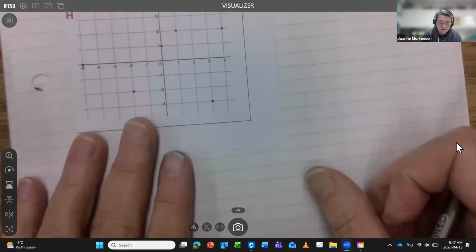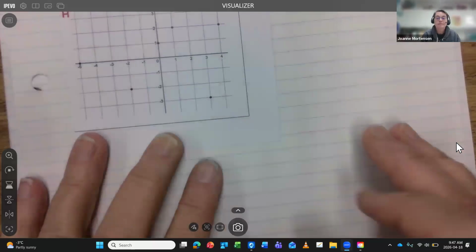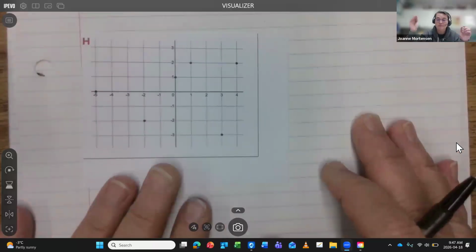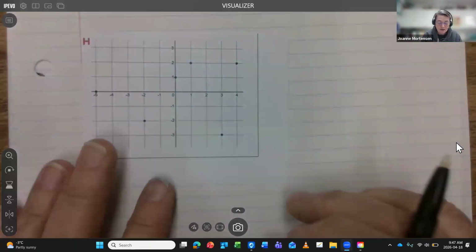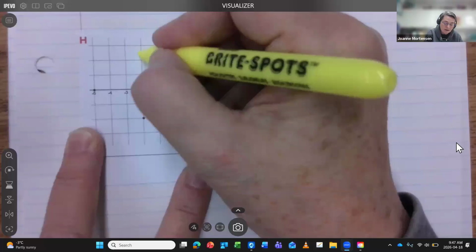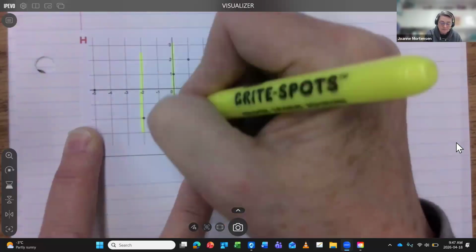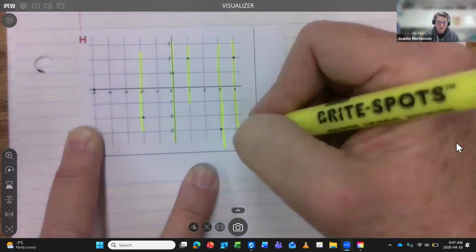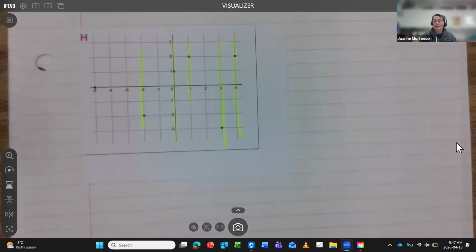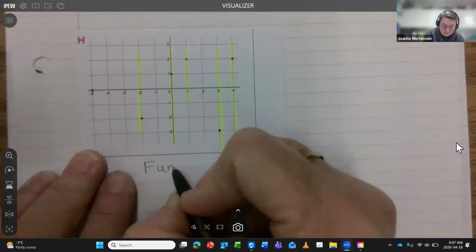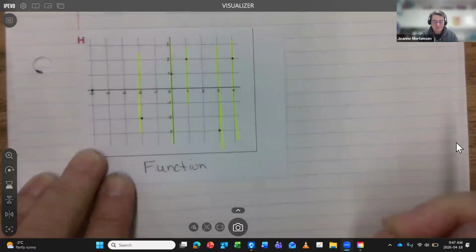All right, let's take a look at this one. There, for those of you that are twitching because things are turned. All right, get out the marker, draw on a vertical line. One and one and one. You can go all the way through. So when I do the vertical lines, I only hit once. That means this is a function. Cool.